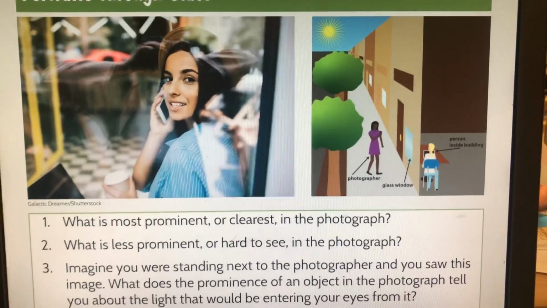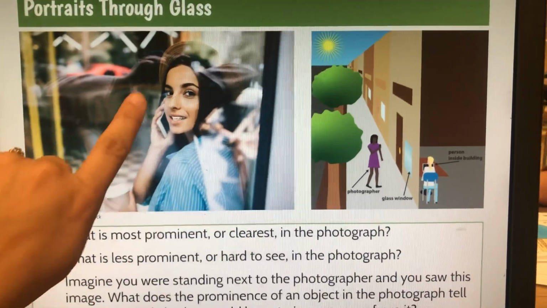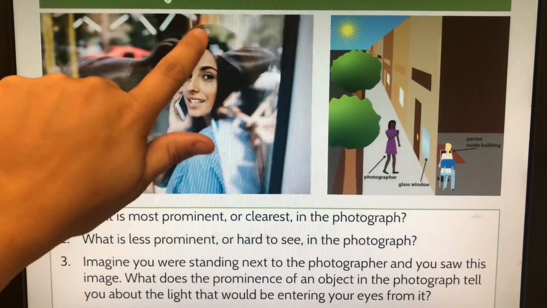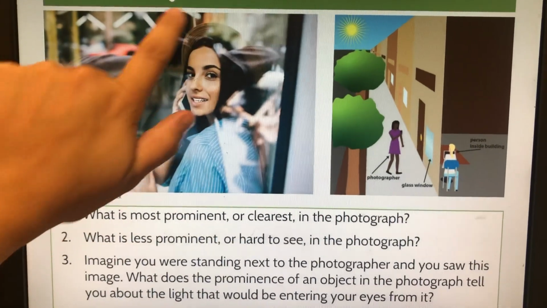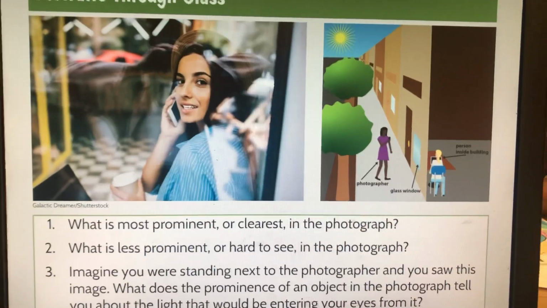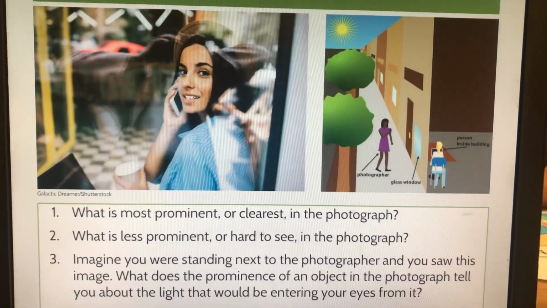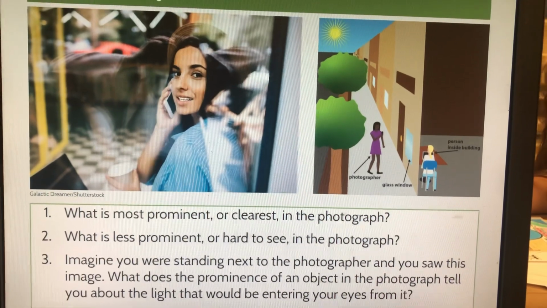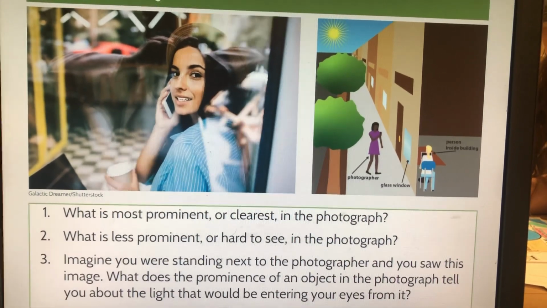If you look really closely, and I didn't see this at first, you can see this girl's elbows. This is the camera. It might be a man, I'm not sure, and that's their head. You can see a little bit of their reflection. It's not super clear, so we would say that's less prominent. So it's not as easy to see that, okay? And so we've learned that that has to do with light, it has to do with reflection.